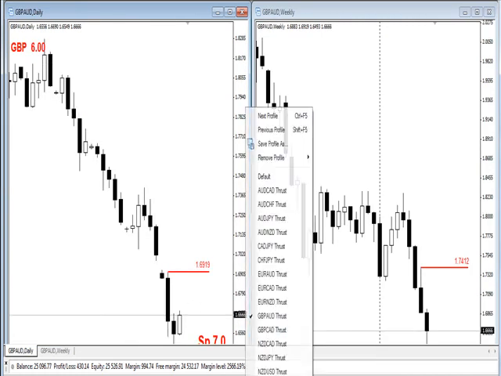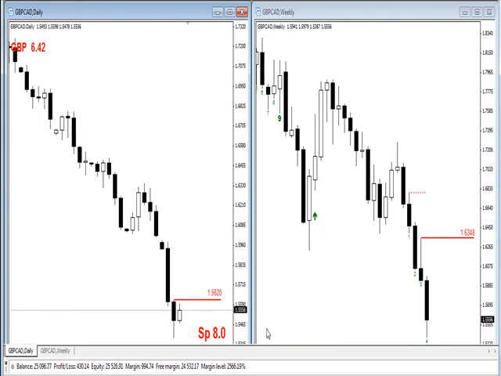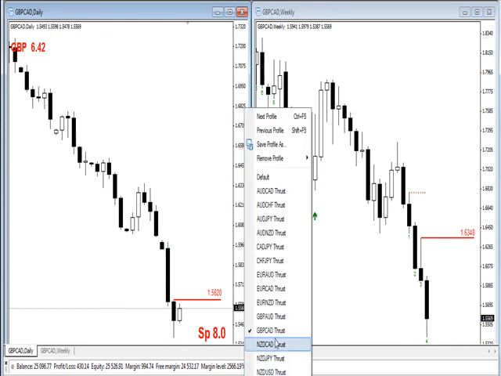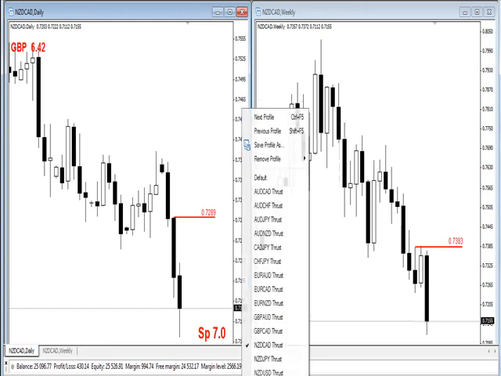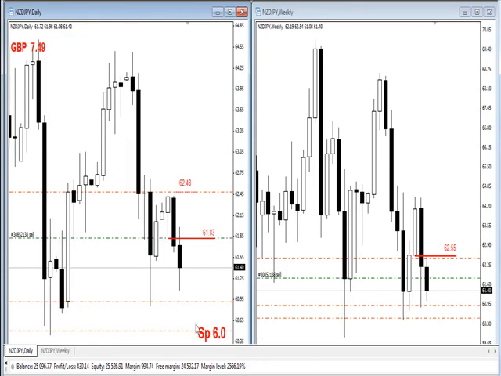There's nothing doing on any of these pound pairs because they've just had such a bad week. We're still waiting for stuff to happen. New Zealand dollar's been very weak today, so again not much happening there.